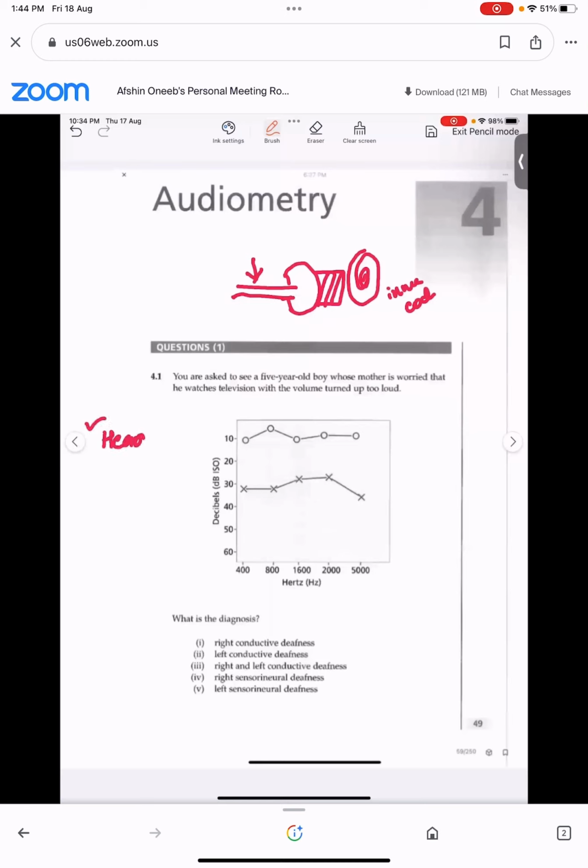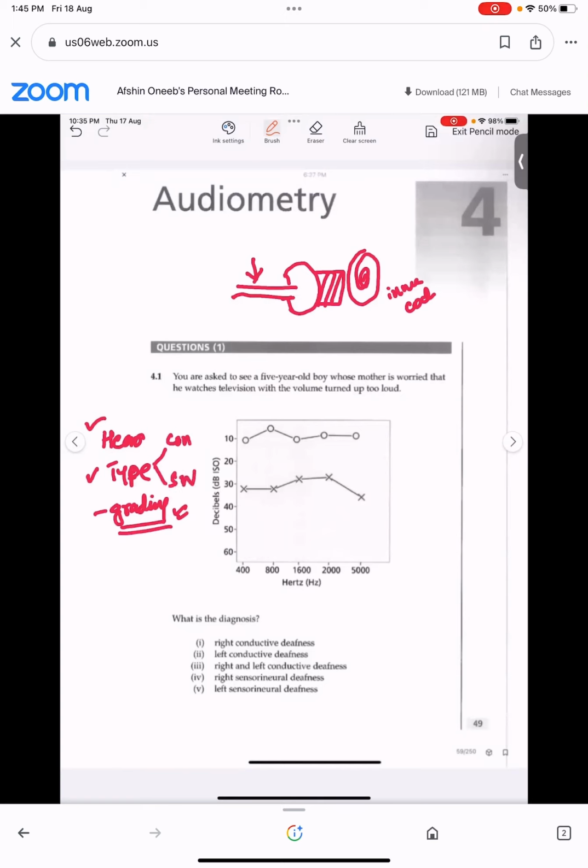If it is present, what is the type of the hearing loss? And if it is present, what is the grading of the hearing loss? This grading or intensity of the hearing loss will lead towards the management step. Okay. So what are the types of hearing loss? These are basically of two types. One is conductive and another one is sensory neural hearing loss.